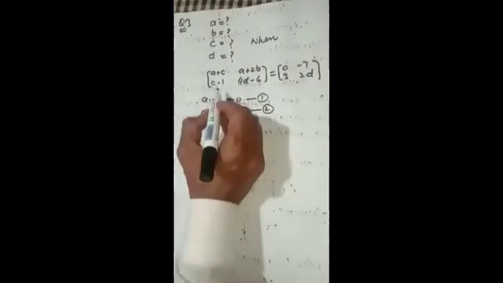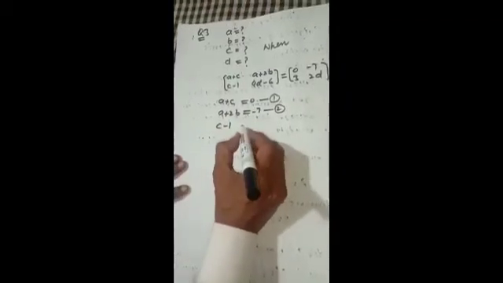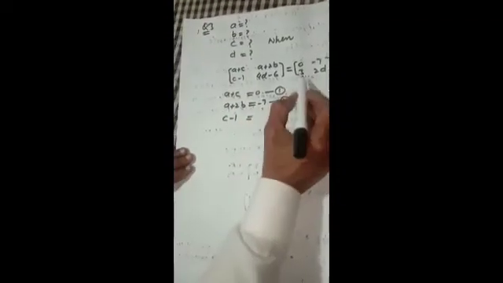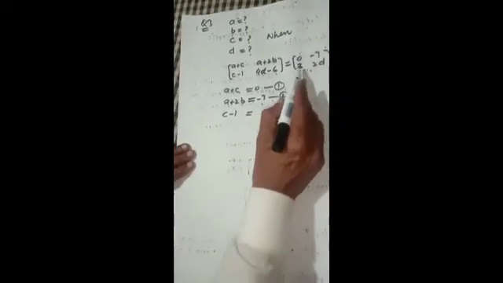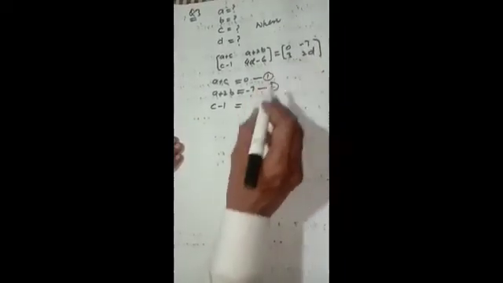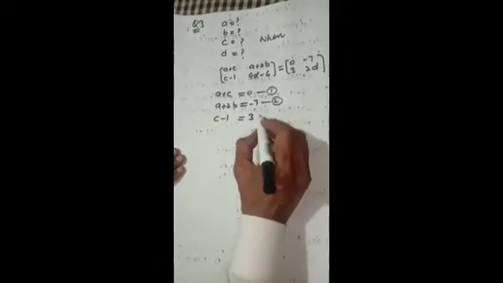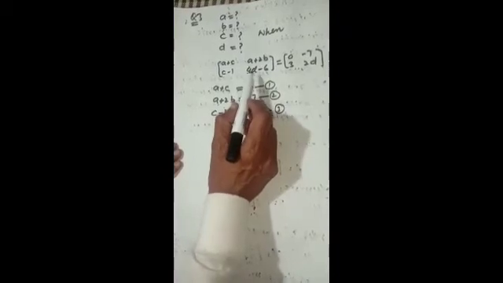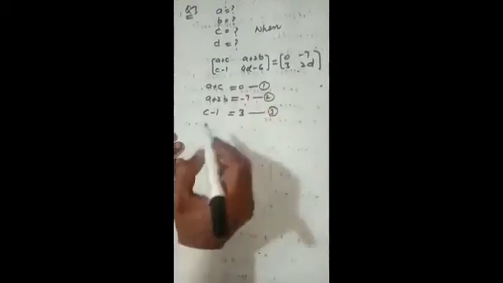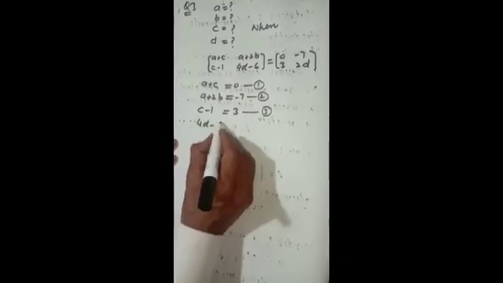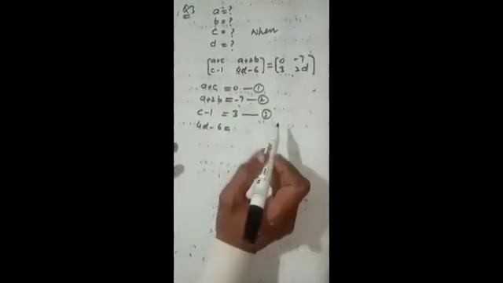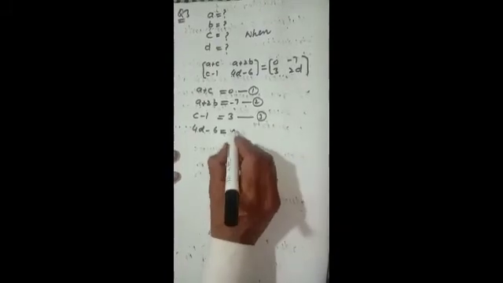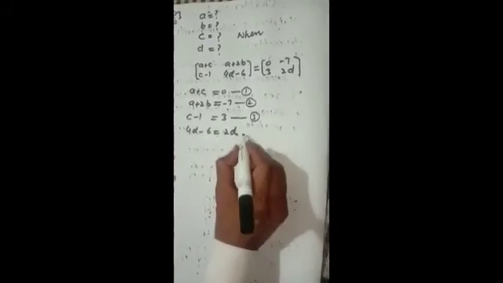And in this way, in the second row, the first entry is C minus 1. That will be equal to the first entry in the second matrix, which is equal to 3, and we name it equation number 3. Now, according to the definition of equal matrices, the last entry 4d minus 6 will be equal to its corresponding last entry, which is equal to 2d. We name it equation number 4 for our convenience.